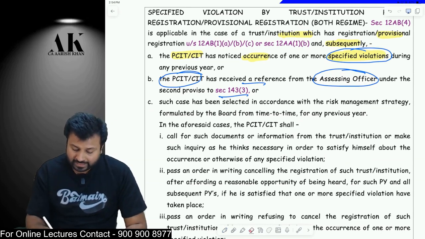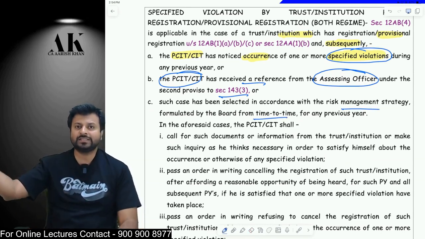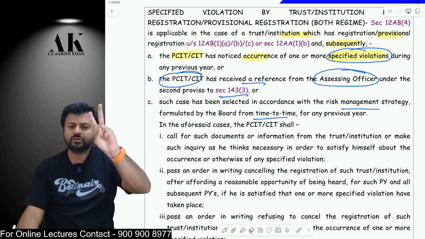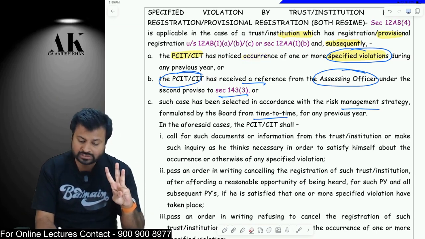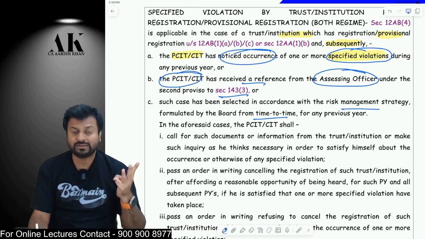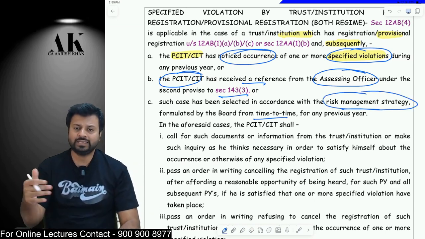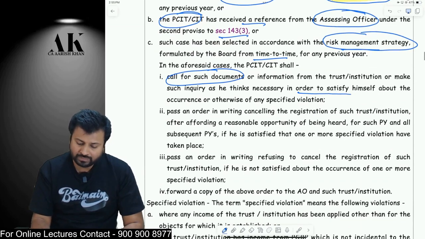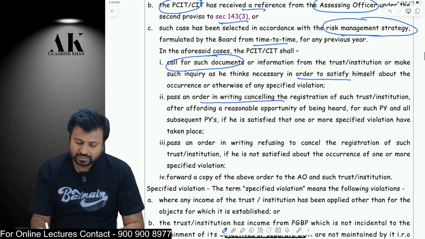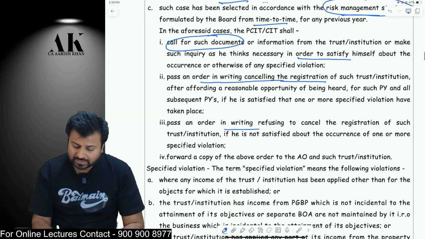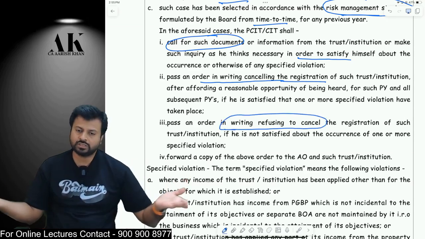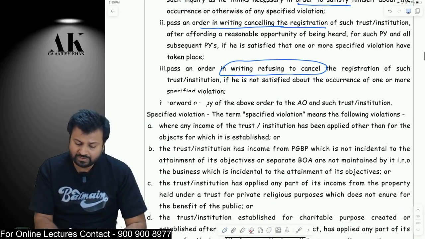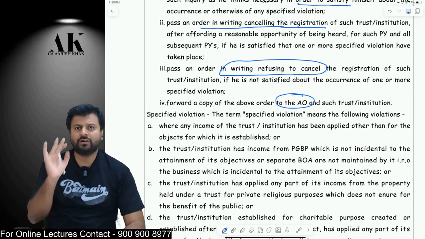Or if your case has been selected in the risk management strategy of the board, like if it has been selected in AIS, or if it has been selected in SFT, then on that basis also the CIT can cancel your registration. So CIT can cancel your registration on 3 bases: when he notices something wrong, or if the AO tells him, or if he finds something involved in the risk management strategy of the board, that is AIS, SFT, etc. So in all these cases, he will call for the documents from the trust and he will pass an order. He will pass an order either to cancel the registration, or he will pass an order to refuse to cancel the registration. If he cancels the registration, it is against the trust. If he refuses to cancel the registration, it is in favor of the trust. Whatever he does, he will forward the copy of that order to the assessing officer.